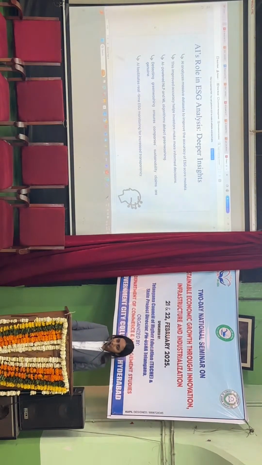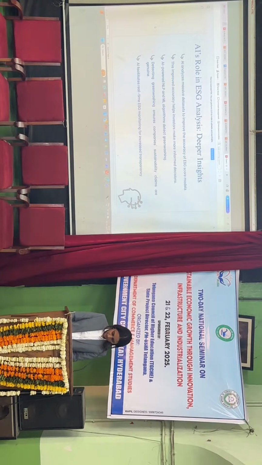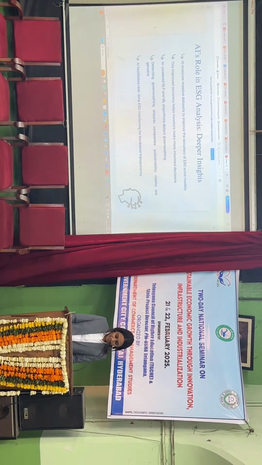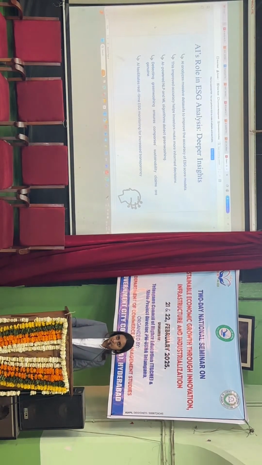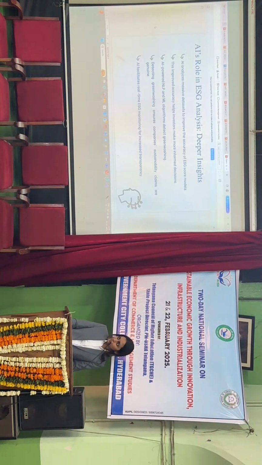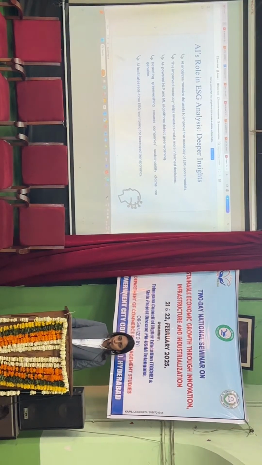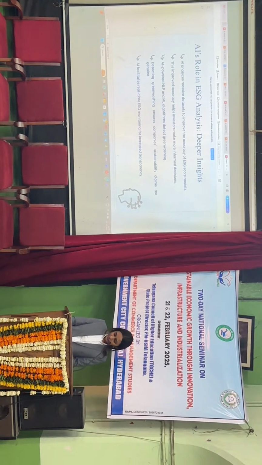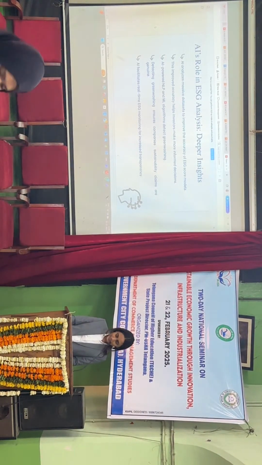We are going to discuss AI's role in ESG analysis. AI analyzes raw data to improve the accuracy of ESG score models. So in any finance industry, there is data which has to be finalized and processed through other means, which poses a challenge for any company to move on to the next step. The improved accuracy helps investors make more informed decisions.